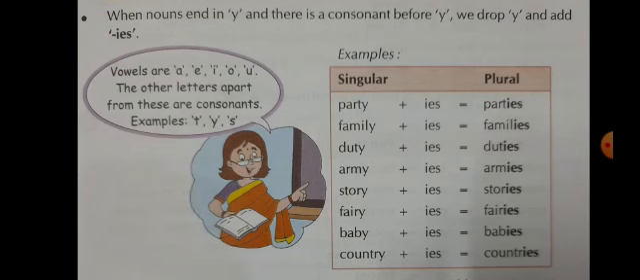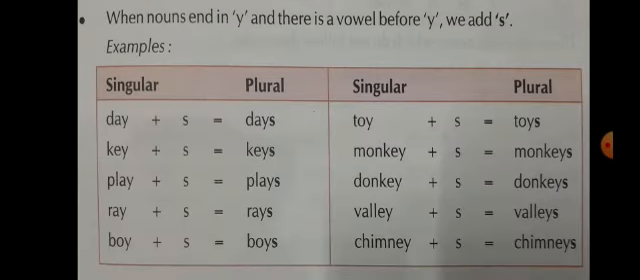In the same way, families, duties, armies, stories, fairies, babies, and countries. Vowels are A, E, I, O, U. The other letters apart from these are consonants. So, which are the consonants? For example, T, Y, S. Excluding A, E, I, O, U, every letter is a consonant.